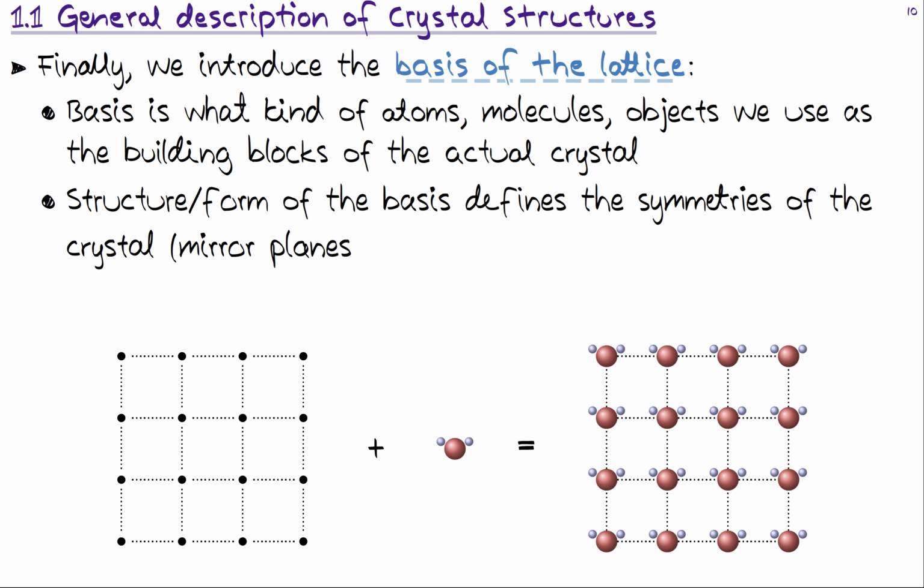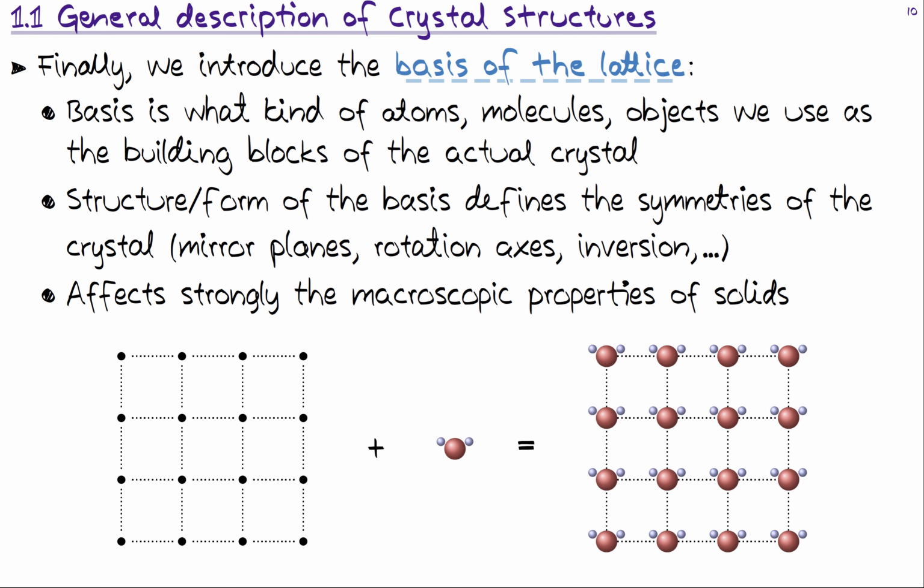Depending on what we put inside the basis, we may have a different number of mirror planes. These are different kinds of symmetry operations we may have on a lattice. So we have different mirror planes. We may have different rotational axes, and we may lose inversion symmetry depending on what we put inside the lattice. So this really strongly affects the macroscopic properties of the solid. How we populate the lattice points.